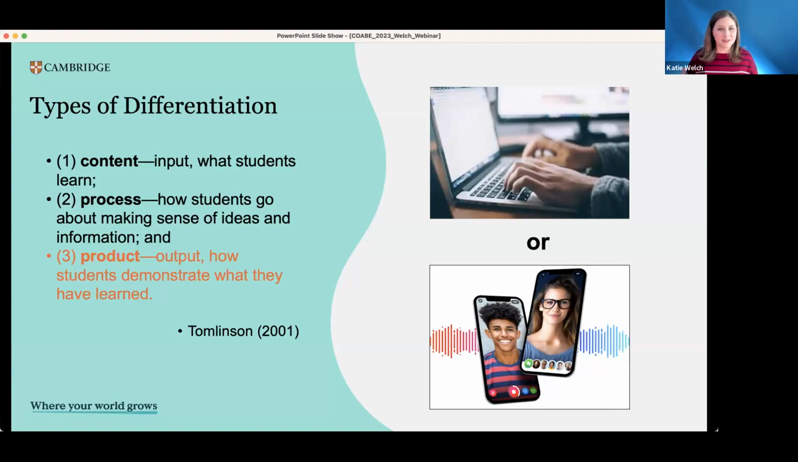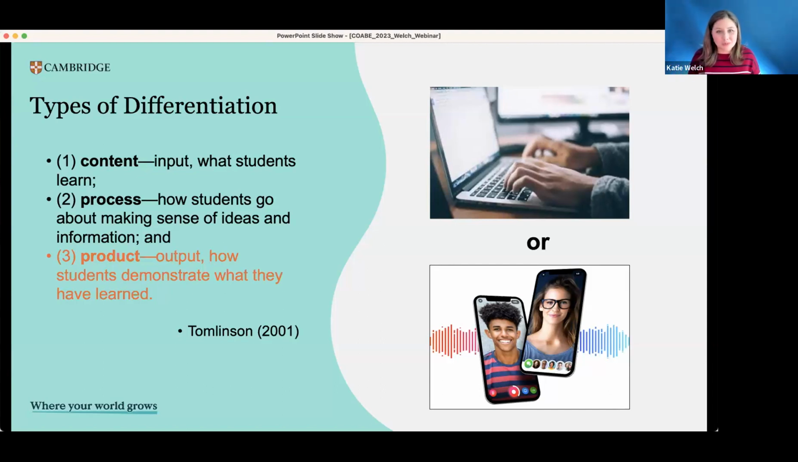And I used a tool that I love called Flip, which is a free app available to teachers where students can record themselves speaking. And it's so great when you're teaching English learners and they might be reluctant to speak in class. And so I have them record themselves speaking, but I differentiated in product. They could do the written or the speaking.